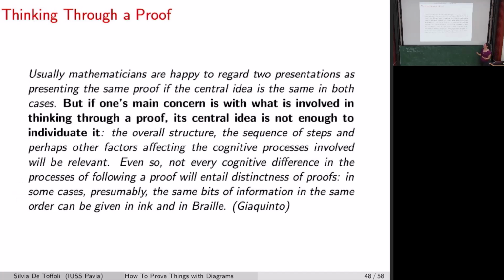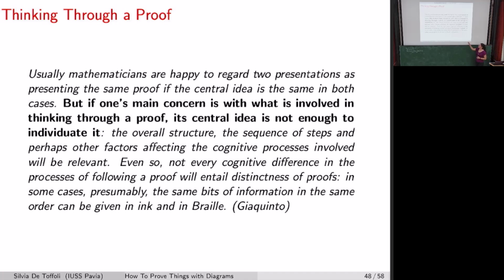So here is Marcus Giaquinto, who is trying to get at some of these issues. He says, usually mathematicians are happy to regard two presentations as presenting the same proof if the central idea is the same in both cases. But if one main concern is with what is involved in thinking through a proof, its central idea is not enough to individuate it. The overall structure, the sequence of steps, and perhaps other factors are going to be relevant. Even so, and this is key, not every cognitive difference will entail distinctness in proof.